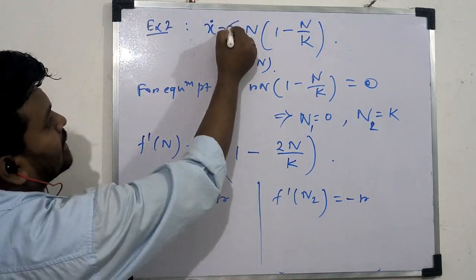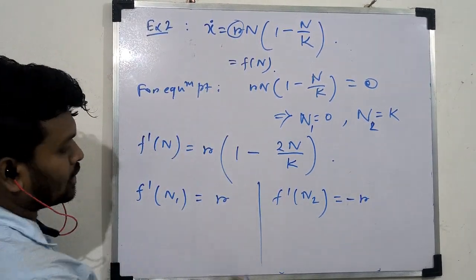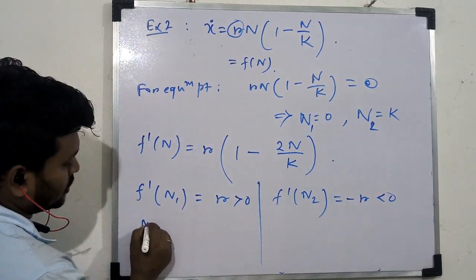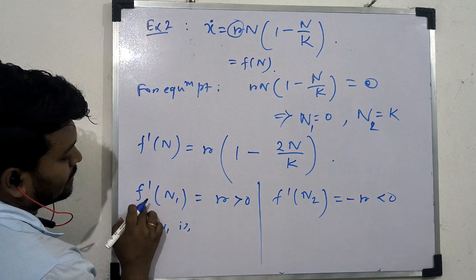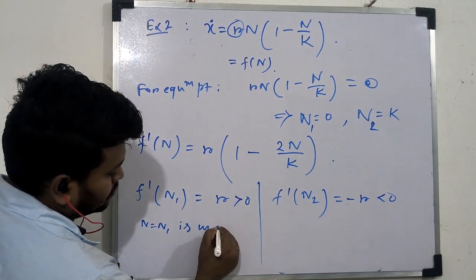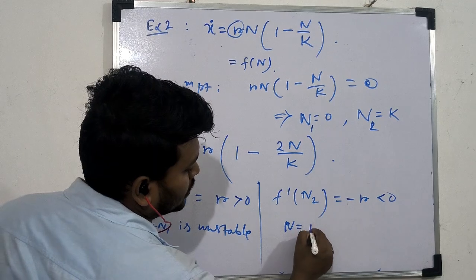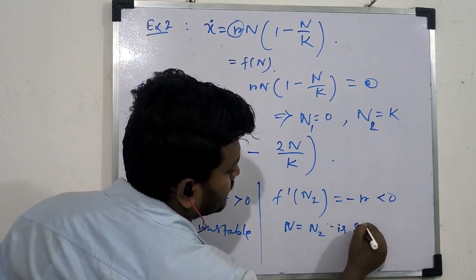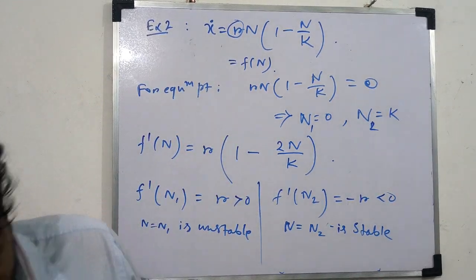As the birth rate, that is the growth rate, is always greater than 0, therefore this is greater than 0 and this is less than 0. So from this we say for n equal to n1, the derivative is greater than 0, that is unstable, and for n equal to n2, it is less than 0, so this equilibrium point is stable. So we saw this also by graphical method.